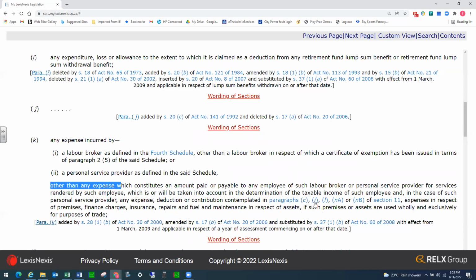Okay. Bad debts. Pension. Those are for share incentive scheme. Oh, sorry, no, those are for refunding of salary, refunding of restraints of trade. Okay. And you can claim finance charges, insurance, repairs, and fuel and maintenance. But look at the wording. It says wholly and exclusively for the purposes of trade.